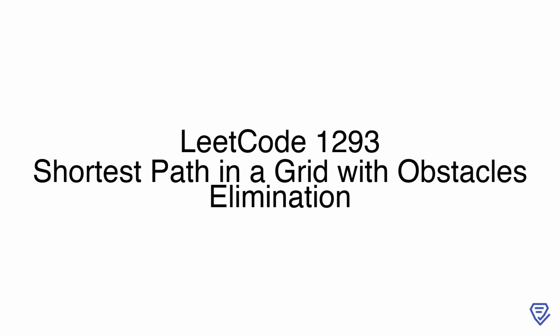Welcome to this walkthrough of LeetCode problem number 1293, shortest path in a grid with obstacles elimination. In this problem, we'll explore how to navigate a grid while optimizing for the shortest path, even when faced with obstacles. Stay tuned as we break down the core concepts and approaches to tackle this challenge effectively.